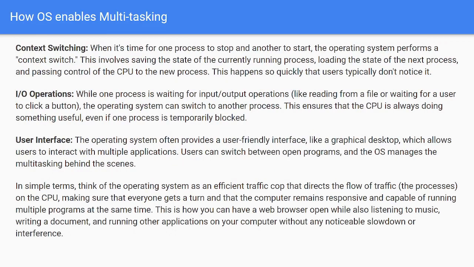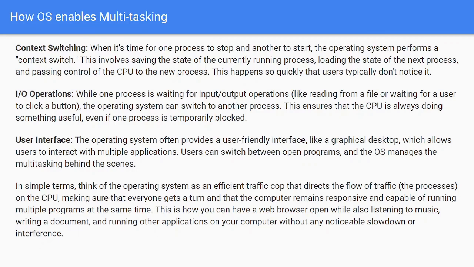All right, so we have context switching rather. When it's time for one process to stop and another to start, the operating system performs a context switch. This involves saving the state of the currently running process, loading the state of the next process, and passing control of the CPU to the next process. This happens so quickly that users typically don't notice it.